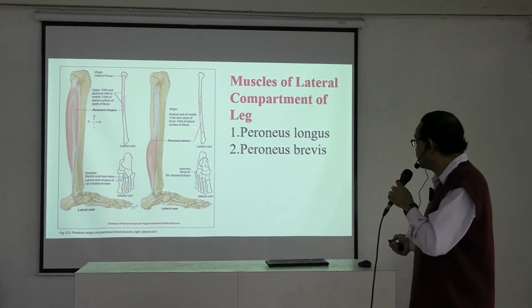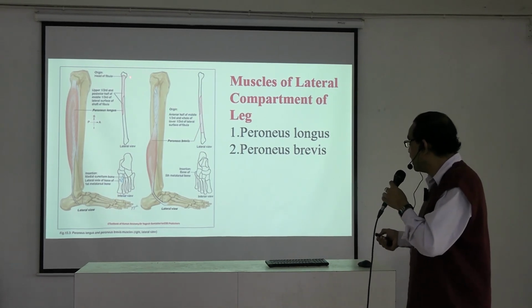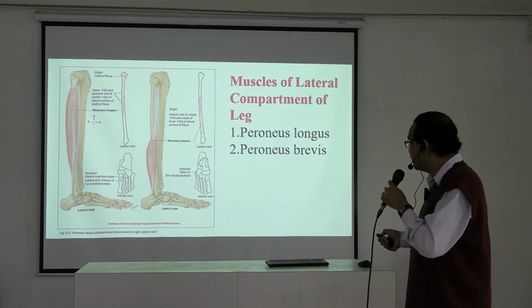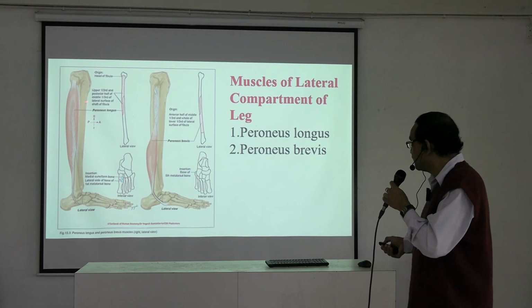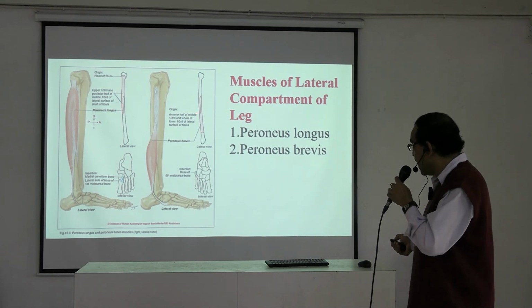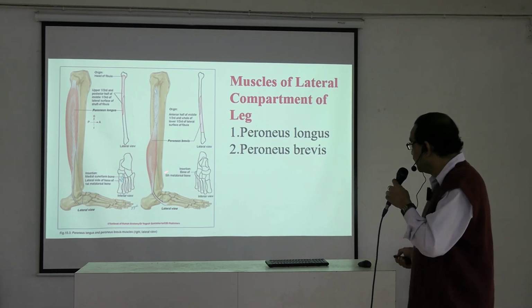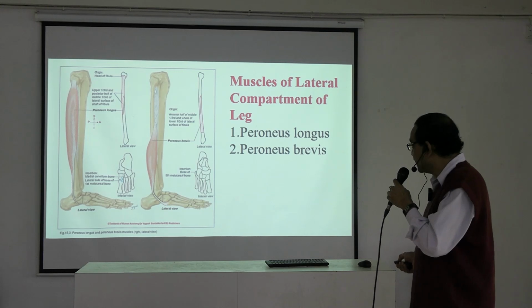Brevis, and this is the origin of the peroneus longus. In upper part, on the lateral surface of the fibula, in its upper part from the peroneus longus, and from the lower and the middle part, this is the peroneus brevis. Longus is a long tendon and brevis is attached to the fifth metatarsal.